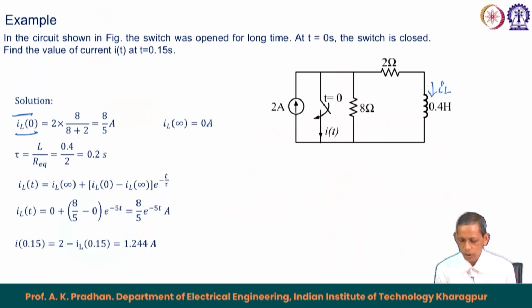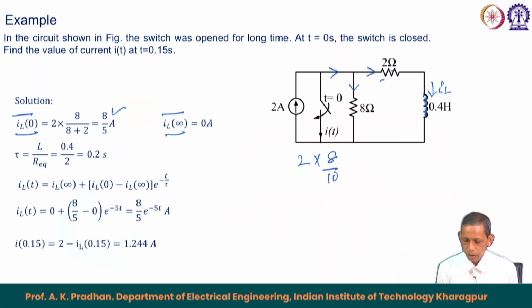Because this was open condition, the current goes in this path and is distributed here and here. In steady state condition this is short circuited. Therefore, the corresponding I L becomes 2 ampere in parallel with 2 and 8. So the current in this branch will be 8 divided by 8 plus 2, which is 10. That gives us 8 by 5 ampere.